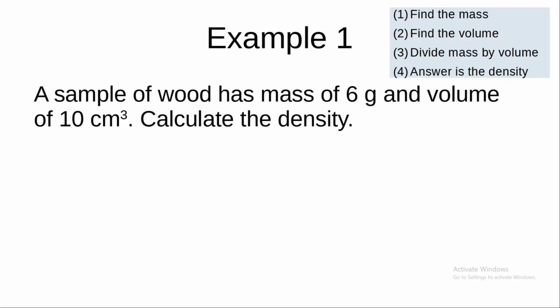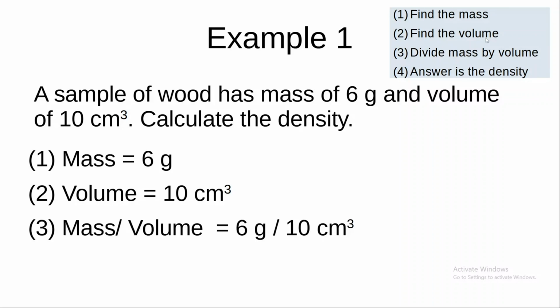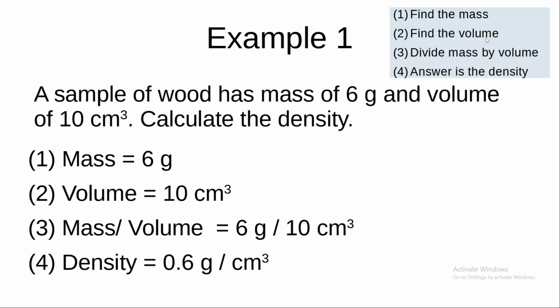So let us demonstrate an example to students. There is a sample of wood with a mass of 6 grams and volume of 10 cubic centimeters. What is the density? Step 1, find the mass, 6 grams. Step 2, find the volume, 10 cubic centimeters. Step 3, divide the mass by volume, 6 divided by 10. The answer is 0.6 grams per cubic centimeter.